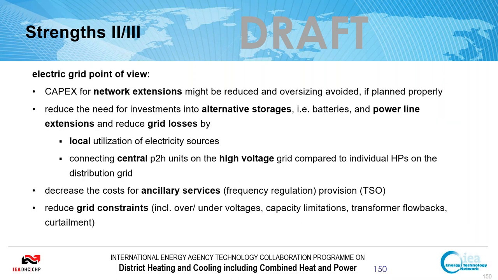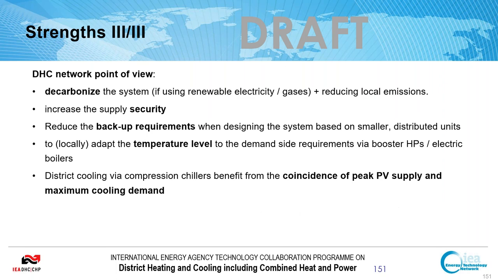The second strength section is the electricity point of view. We see that network extension can be reduced. We reduce investment into alternative storages and power line extensions, and grid losses are reduced. We can improve frequency regulation and also reduce grid constraints for connecting new PV installations, for example.